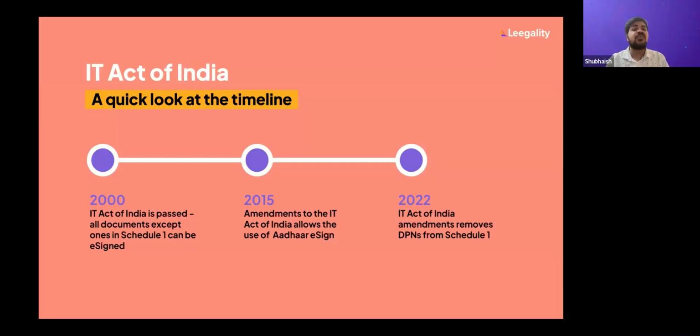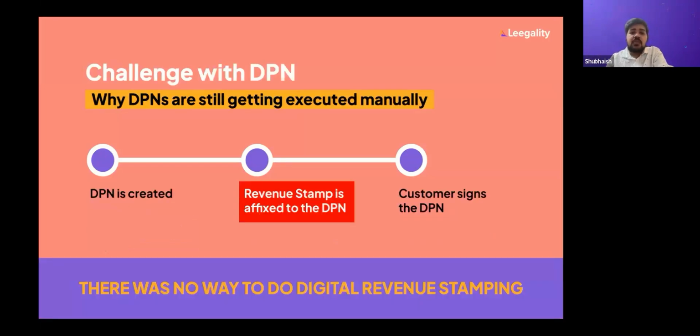But in 2015, when these were amended and Aadhaar e-sign was introduced, even then DPN was still left a part of Schedule 1. But that was until 2022, which was a little less than 2 years ago now. That is when the government made some amendments to the IT Act and removed DPN from Schedule 1. But even after the IT Act allowed digital execution of DPNs, there was one very big problem.